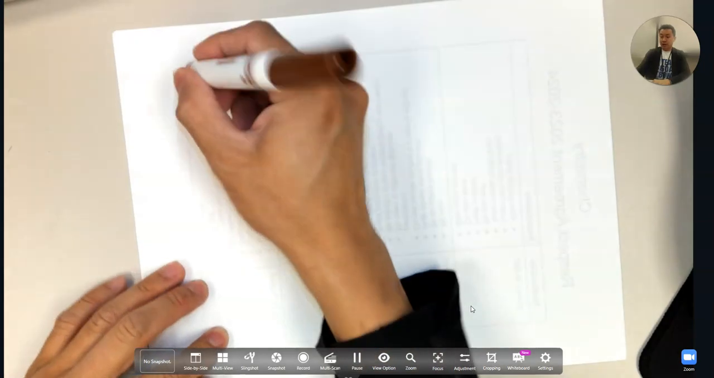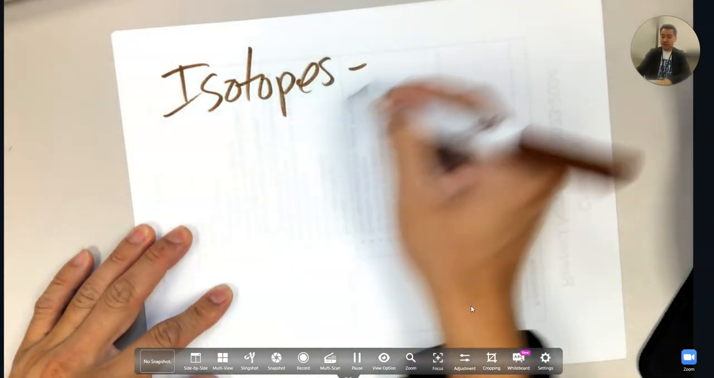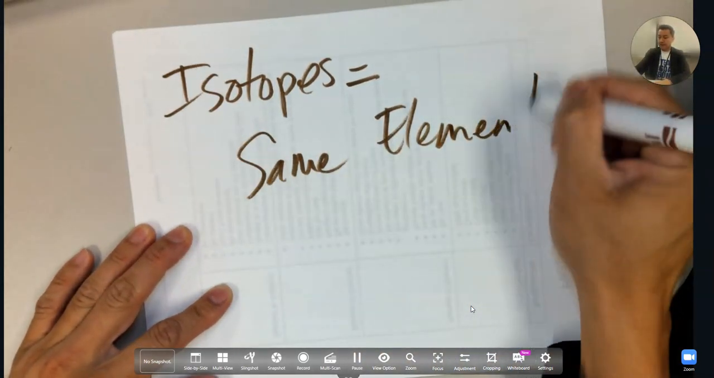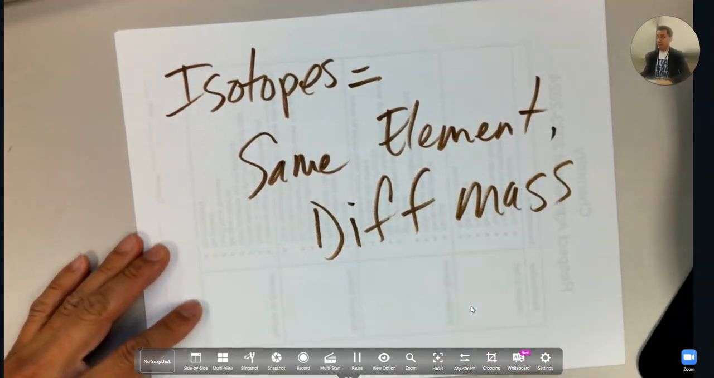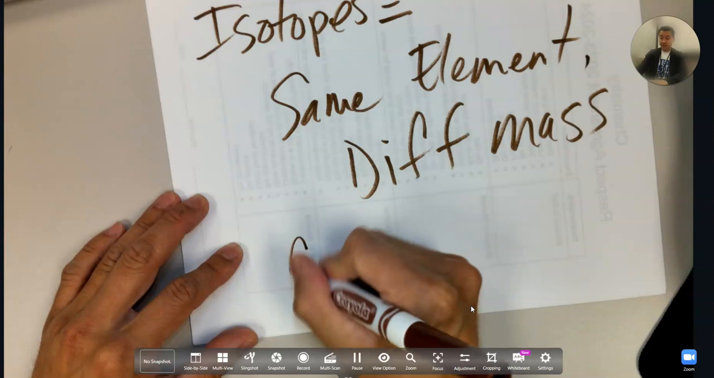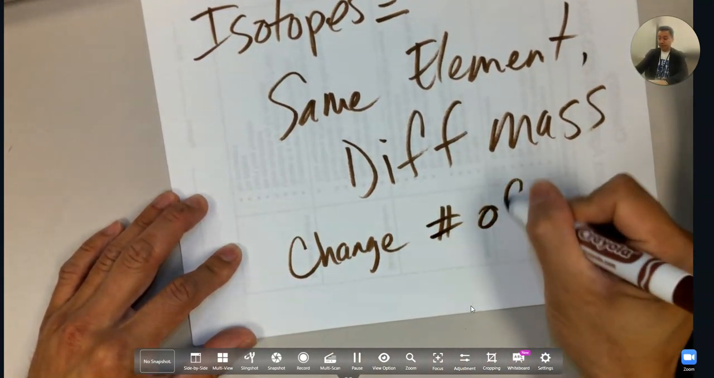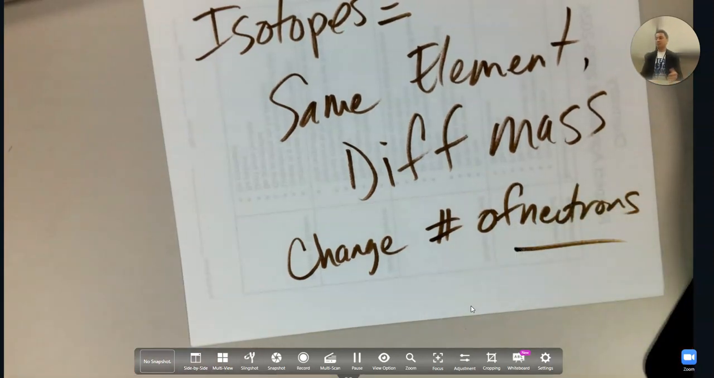So last time we learned that isotopes are the same element, different mass, right? And how do we get those different masses? Change the number of neutrons. Different number of neutrons. Okay, change or different number of neutrons.